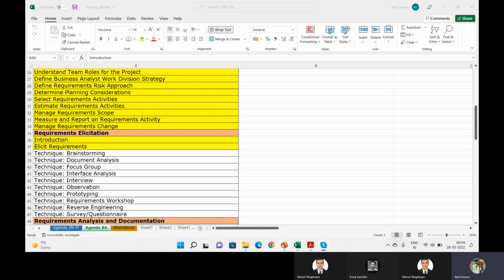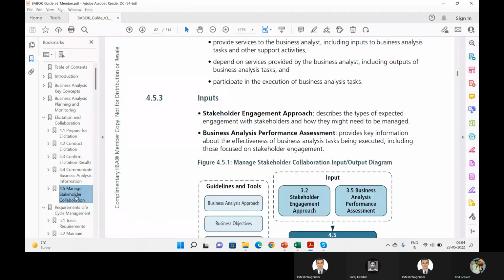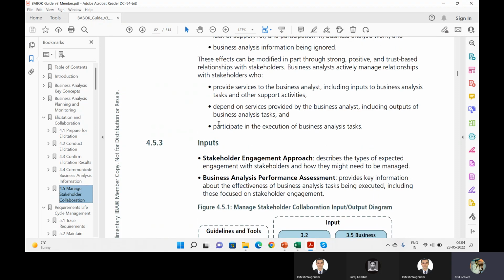And now we are going to discuss the last topic, which is called stakeholder collaboration. The main purpose of having this step is that you are doing all these things with the stakeholders. And here we have to define how I am going to collaborate with or manage the stakeholders. To manage that stakeholder collaboration, we are going to discuss it in this particular step now.